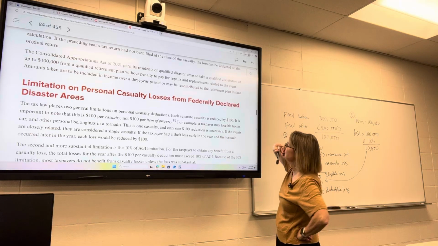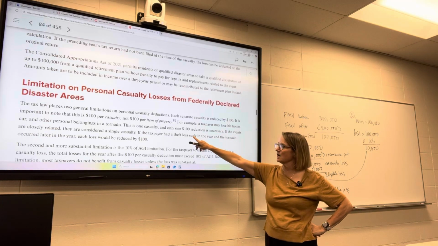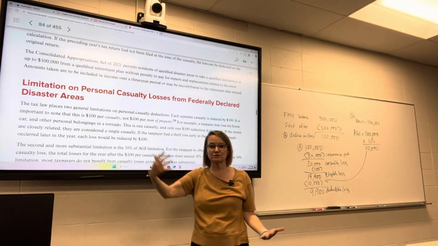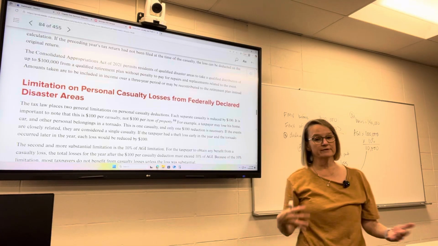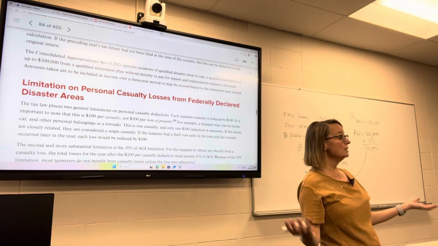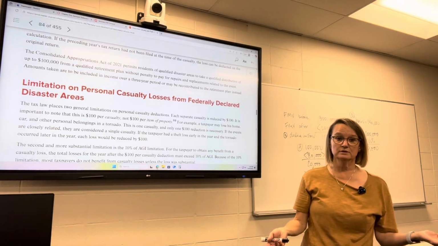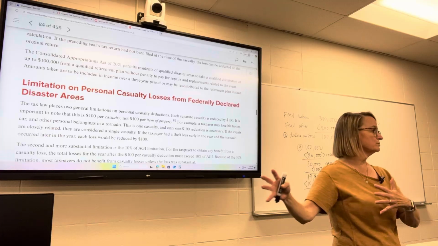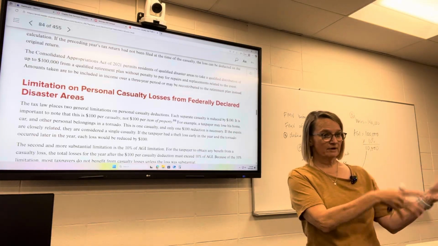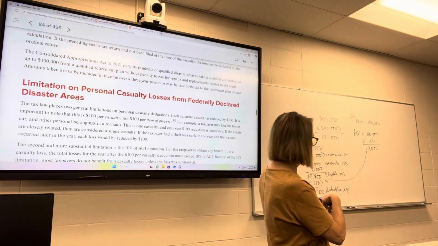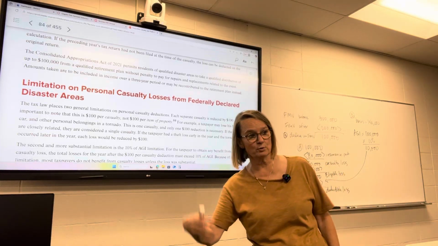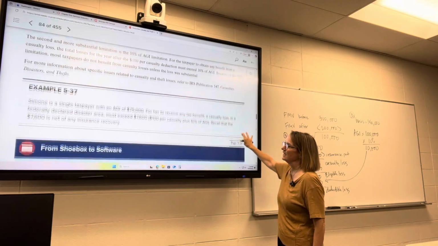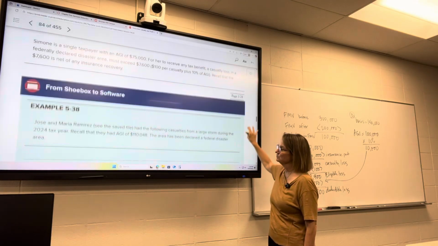Let's see. Limitations: the $100 is per casualty, not per item of property. So it's per casualty, per event. If you're unlucky enough to have two natural disasters occur during the year and you have two losses, that $100 would apply to each of those events. So you'd subtract the $100 for the first natural disaster and the $100 for the second natural disaster as well. And then the other limitation, of course, is 10% of AGI, which we just went through, so I'm not going to go through that again.